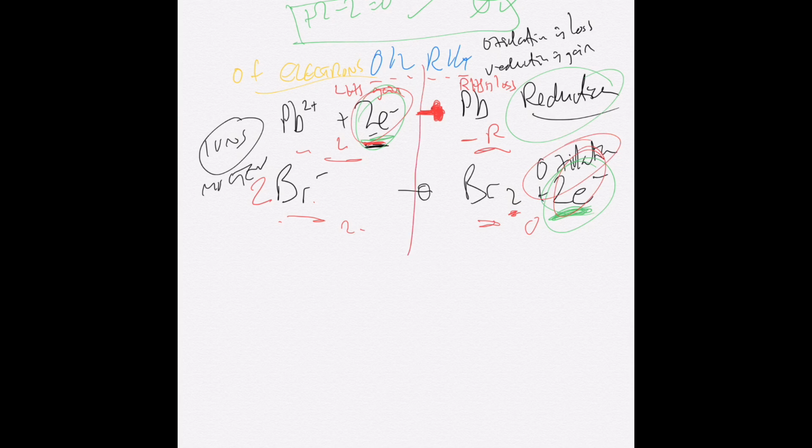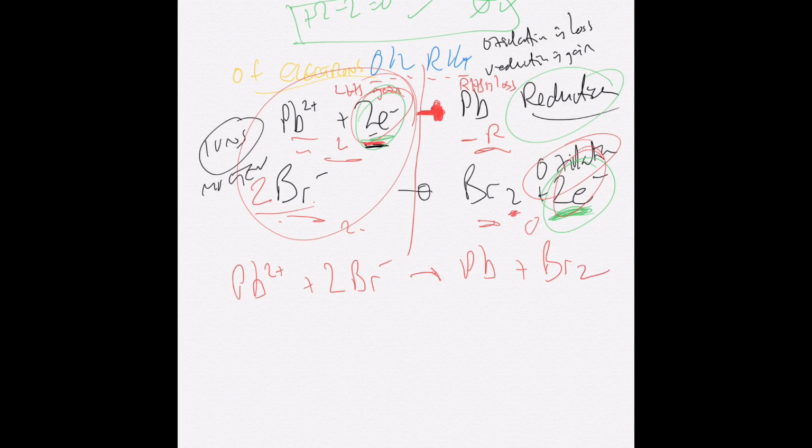So I'm going to put a line down and add everything on this side. So Pb2+ plus 2Br-, that's this one and that one, is going to go to Pb plus Br2. And that is the full redox equation. 2, 2, 1, 1, plus 2 minus 2 is 0, 0 plus 0 is 0. Bish, bash, bosh, give me 6 marks. Yay! So that's electrolysis of any molten salts.